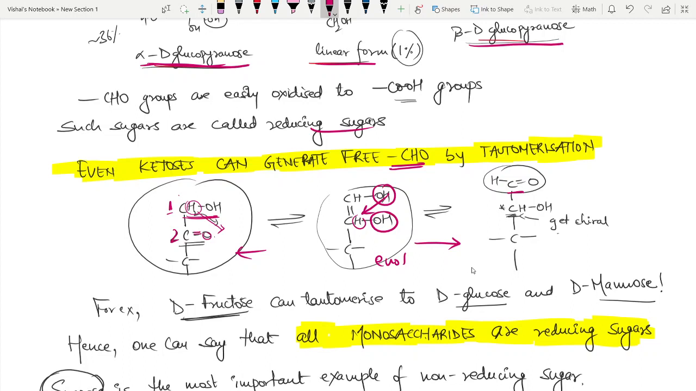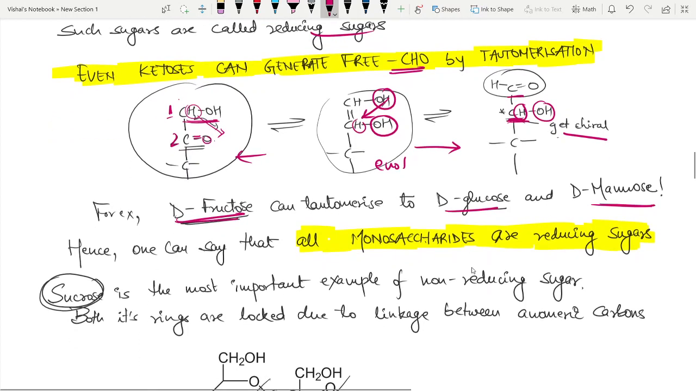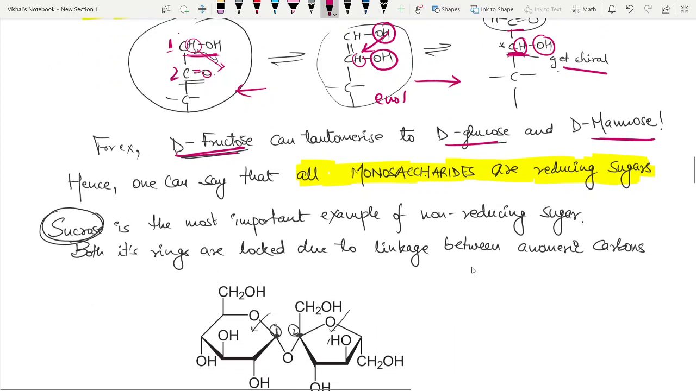and in the other way you will get an aldose. So when you get an aldose, this carbon number 2 gets chiral, right? Because it now has H and an OH group and two other groups attached to it. So this could get chiral in both configurations. For example, if you take D-fructose, it can tautomerize to D-glucose and D-mannose. D-mannose is the C2 epimer of glucose. Hence one can say that whether it's an aldose or a ketose, whatever monosaccharide we have, they will be reducing sugars because they can generate a free CHO group in their molecule.